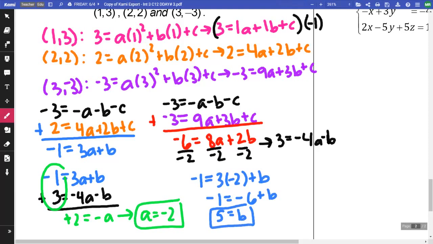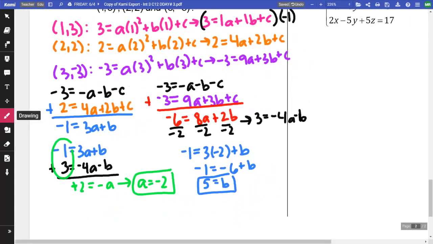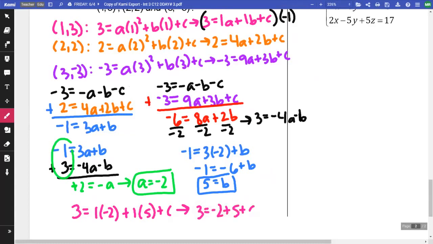So I have my a and my b. I'm going to come up to either the pink, the orange, or the purple equations. I think I'm going to do it in the pink equation. I think that'll be the easiest math. So let's see. I'm going to have 3 is equal to 1 times -2 plus 1 times 5 plus c, which is going to give me 3 is equal to -2 plus 5 plus c. So I'm going to get 3 is equal to 3 plus c, which means c is 0.